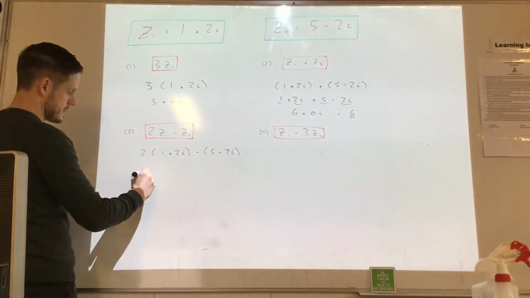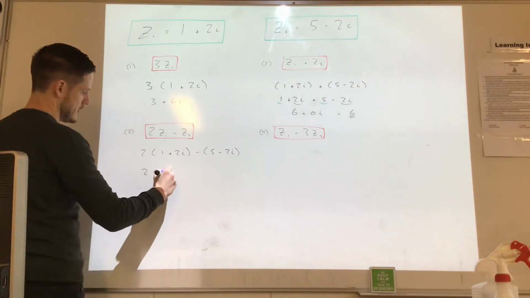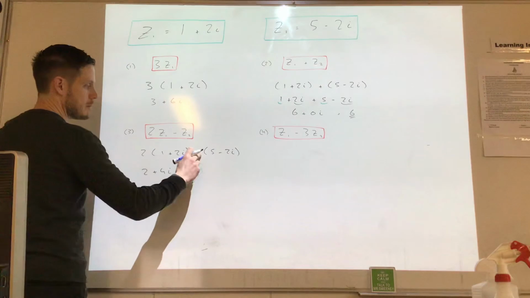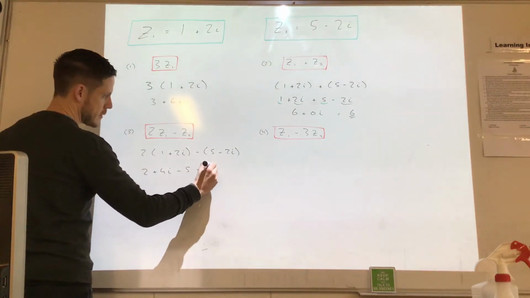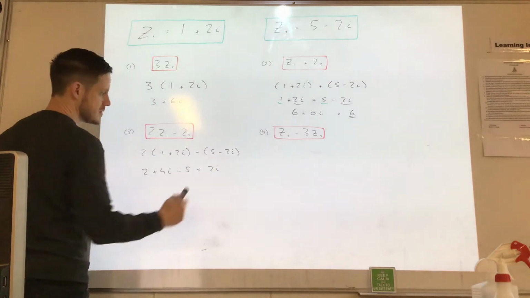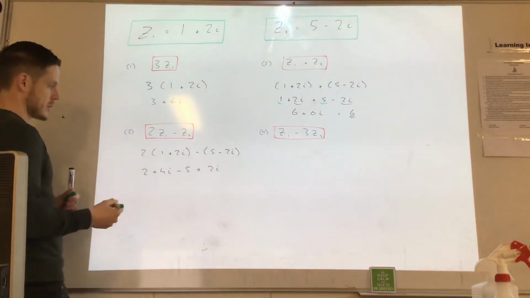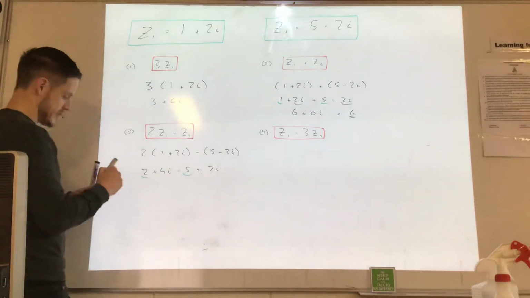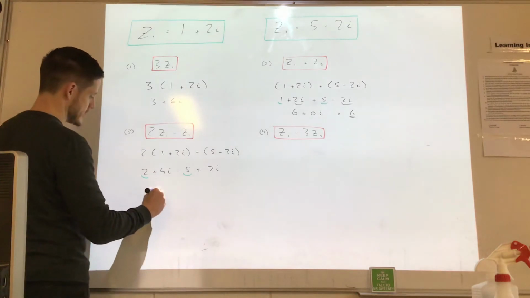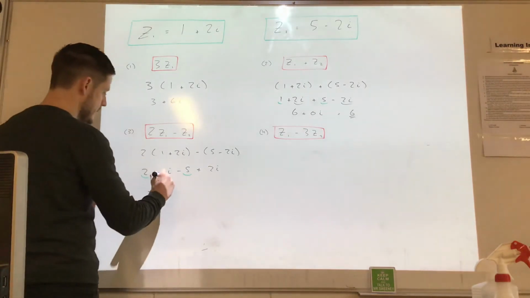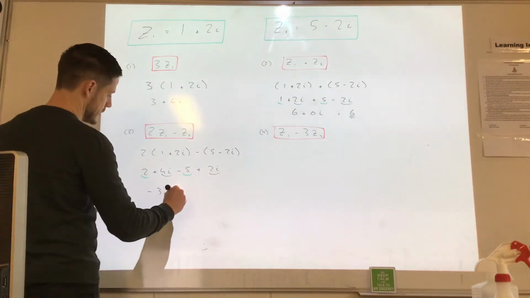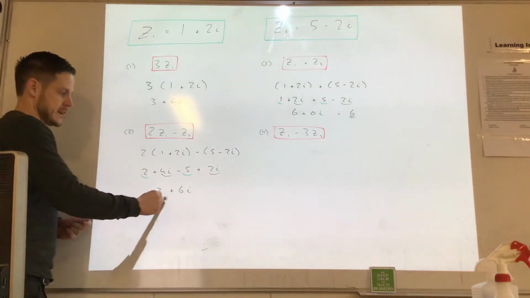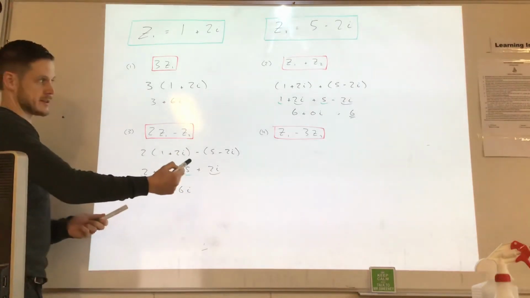2 times 1 gives me 2, and 2 times 2i gives me 4i. Minus 5 here gives me minus 5, and a minus here gives me a plus, so that's very important. So it's plus 2i. Again, we're looking to add together our complex number bits and our real number bits. So 2 minus 5 gives me minus 3. That minus 3 is important, particularly when it comes to graphing it. And plus 4i plus 2i gives me plus 6i. It doesn't matter if I put 6i minus 3, so the order doesn't make a difference.